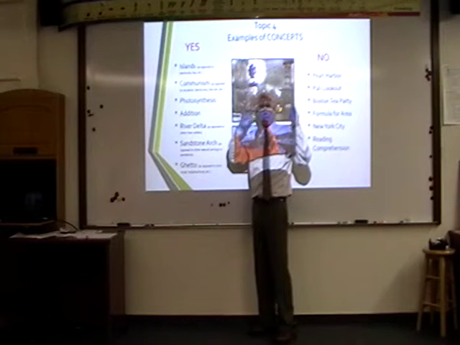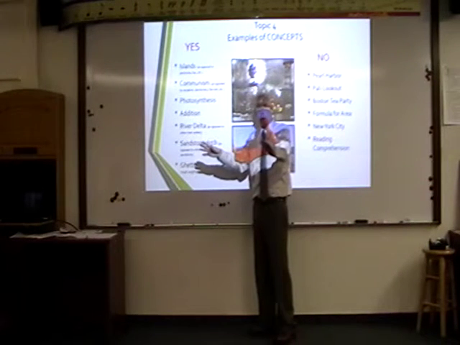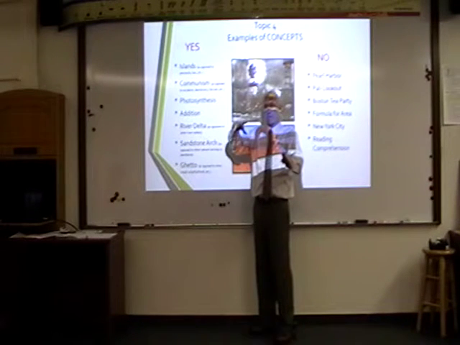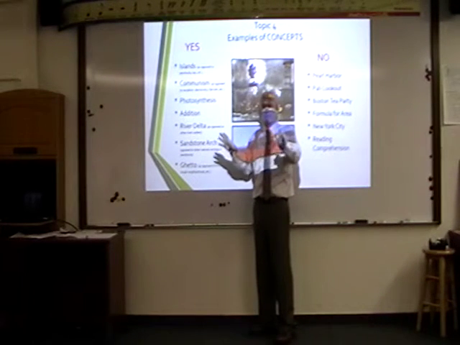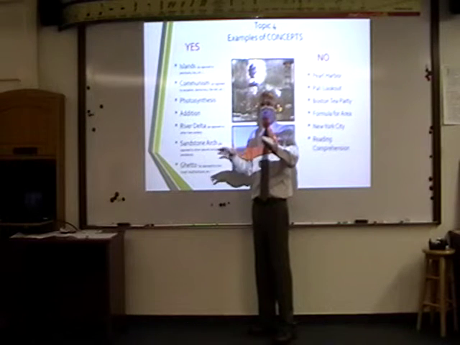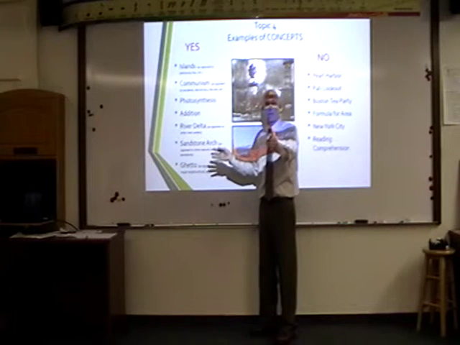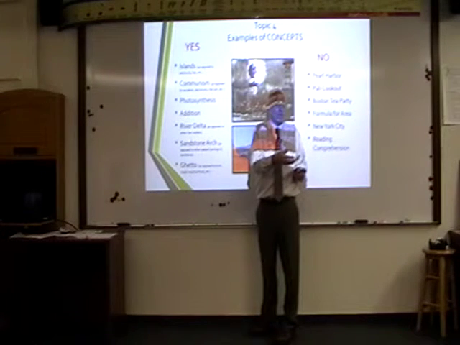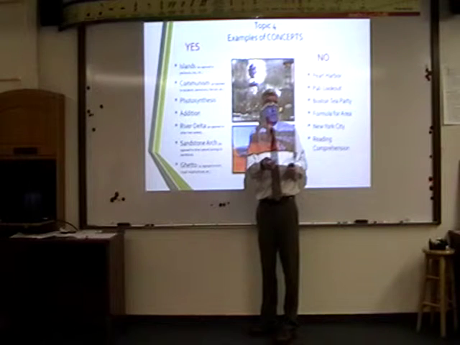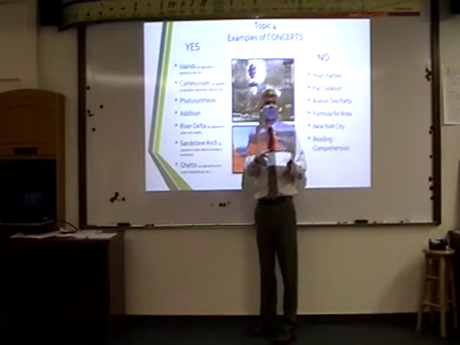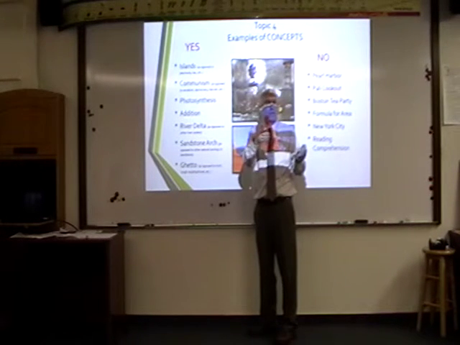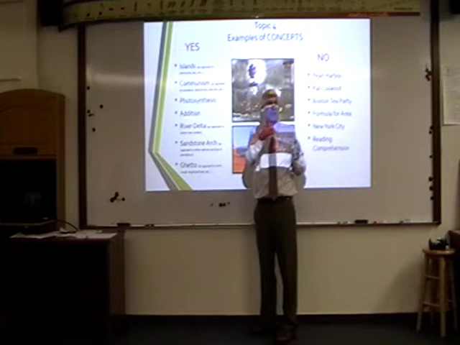It's where a major river enters into the ocean, right? Like the Mississippi River. If you've seen an aerial photograph of the Mississippi River going into the Gulf of Mexico, you'll see what a delta looks like. The problem is, if a river goes into a lake, is that a delta? No, so a river emptying into another body of water is a non-critical attribute. A delta does do that, but that's not a critical attribute.